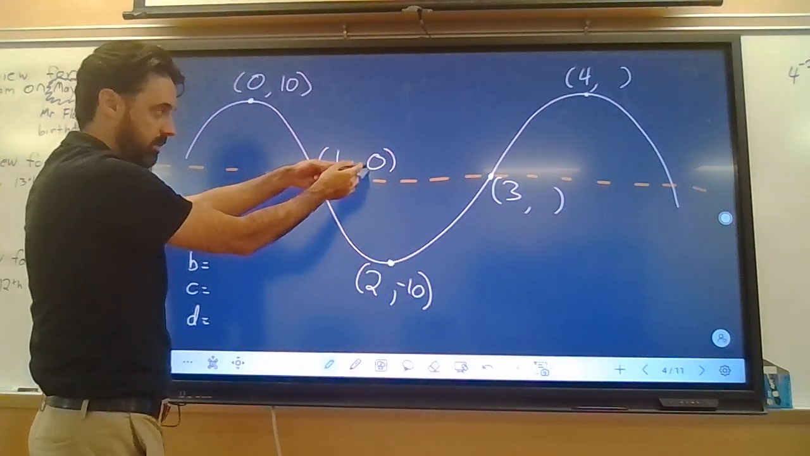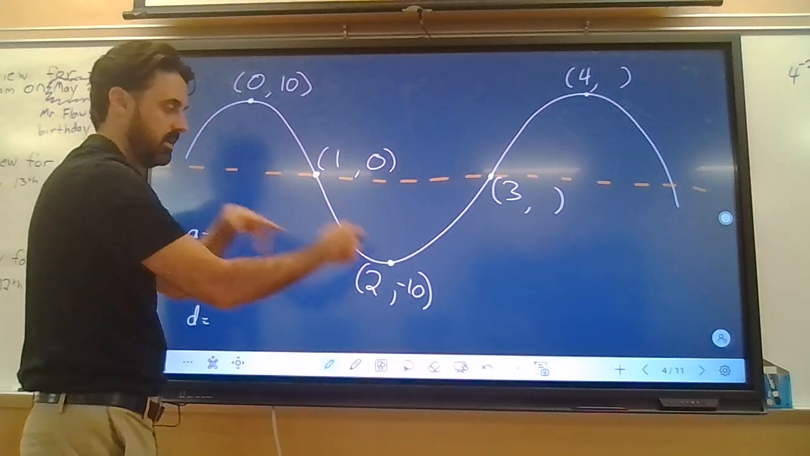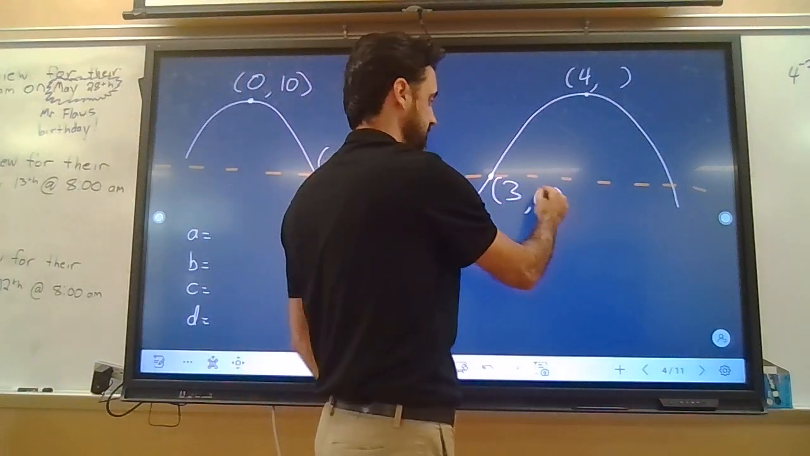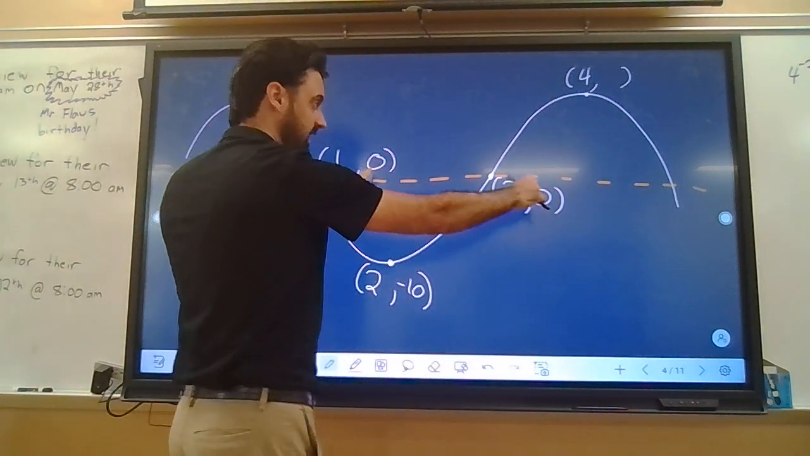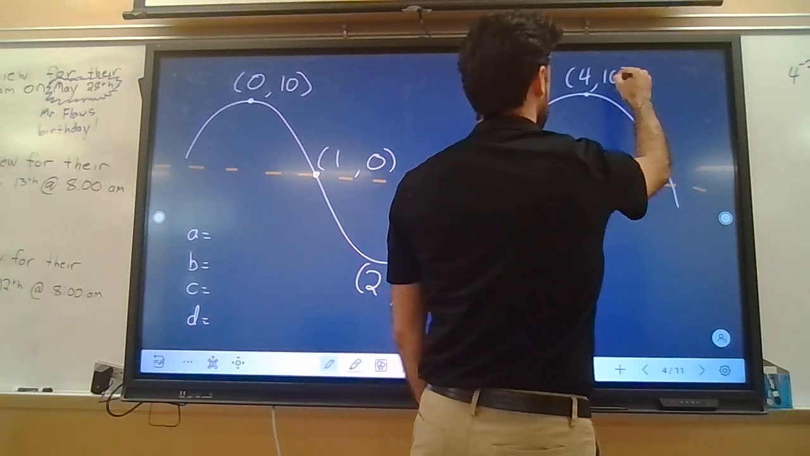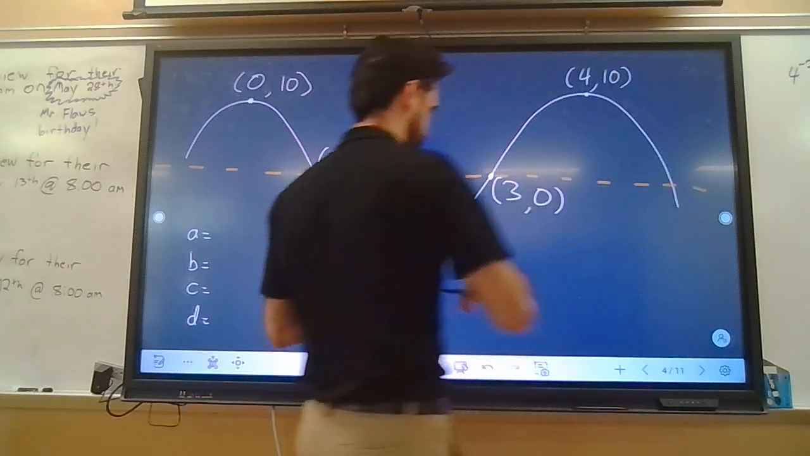This doesn't have to be 0. I'm just making up numbers. And then up 10, so this is 0, and these two numbers should be the same. And then up another 10, right? And these two numbers should be the same.